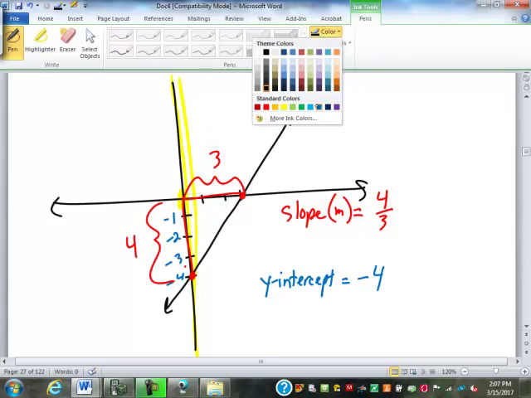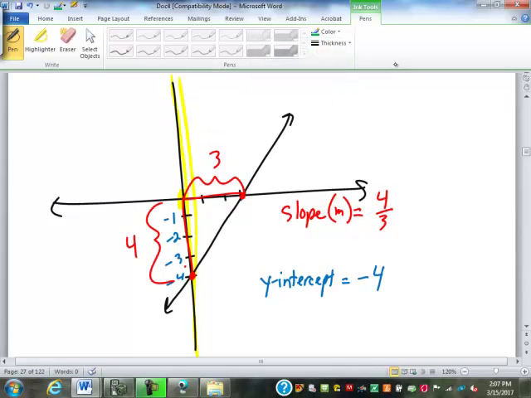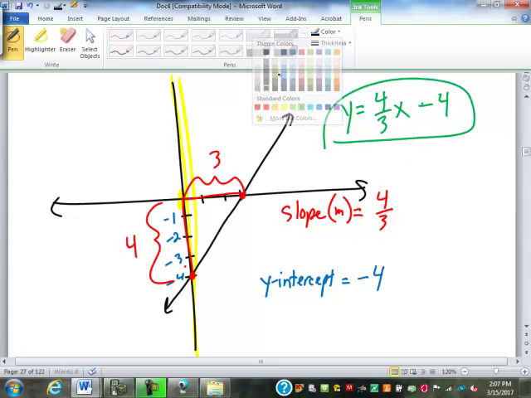So the equation for this line is y equals the slope times x, so that's 4/3 times x, and then plus or minus the y-intercept. The y-intercept is -4, so that's -4. That would be the equation for that graph.